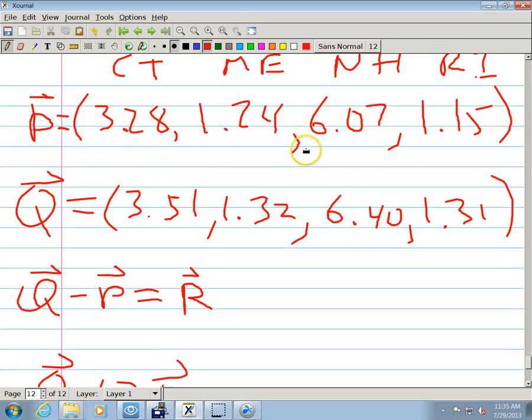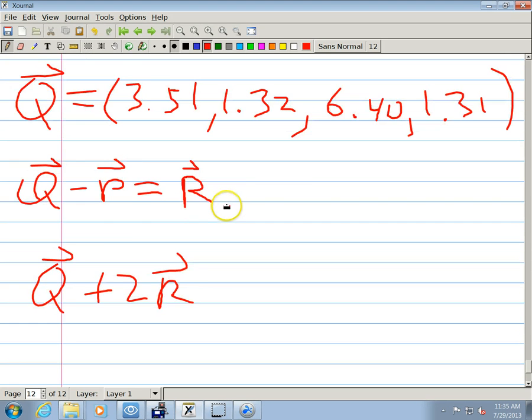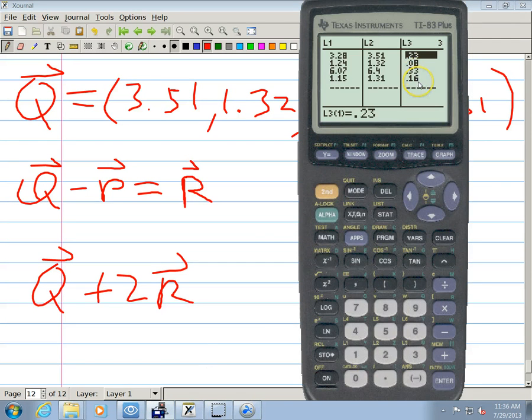If Q is a population in 2005, P is a population in 1995, and R is an increase from 1995 to 2005, what is Q plus 2R going to be? What do you think it means? Don't give me numbers. Give me words. What does Q plus 2R mean? Right. So let's say that's my prediction for the population in, I don't know, 2015. It's going to be 2 of the same increments. All right. So my increments were 0.23, 0.08, 0.33, and 0.16.